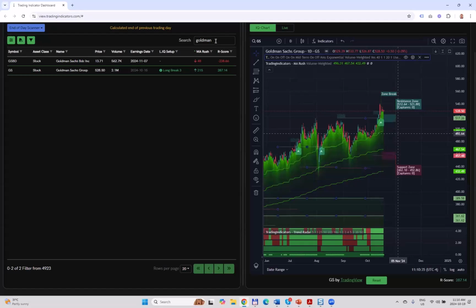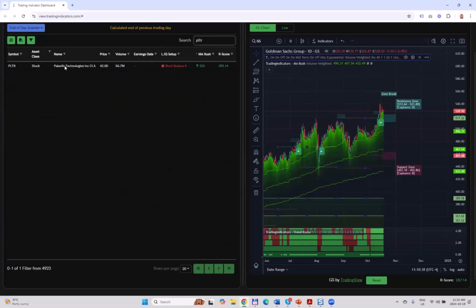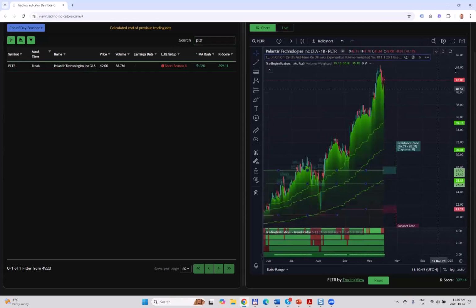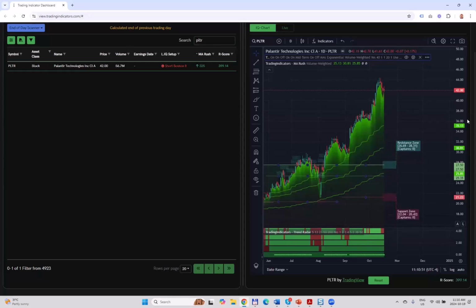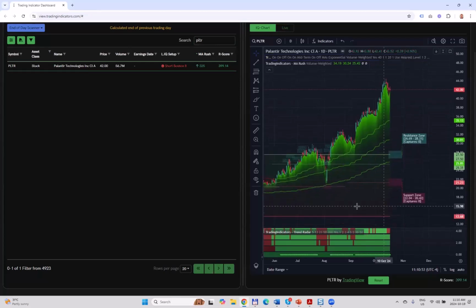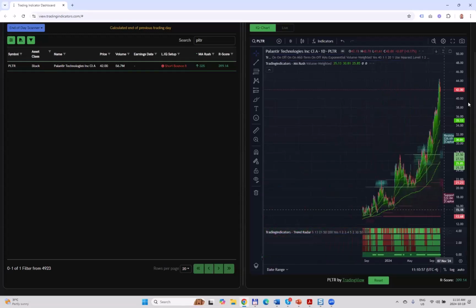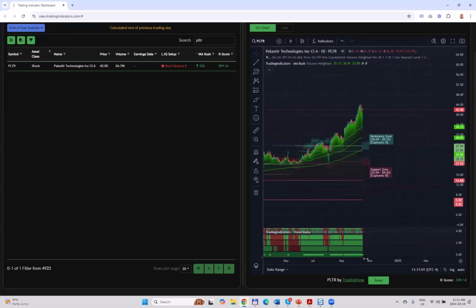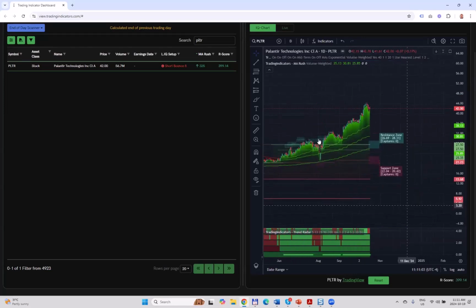Yeah, Palantir. Just by looking at this one here, oh, this is a nice one. Very bullish, but for quite a while in a short bounce scenario. So bullish for... why are we in a short bounce? Just give me one second. That's a bit strange. I'm going to double check this one.